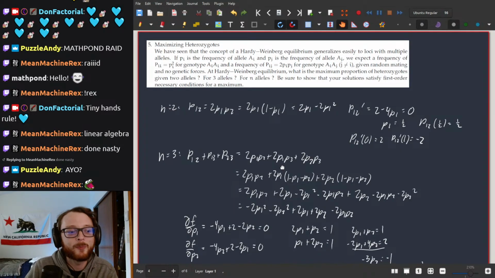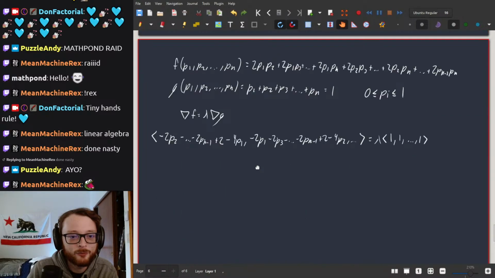Oh, wait, yeah, okay, this might be way easier if I do a different thing. There are different ways I could represent this function, and I think the other representation is way easier.